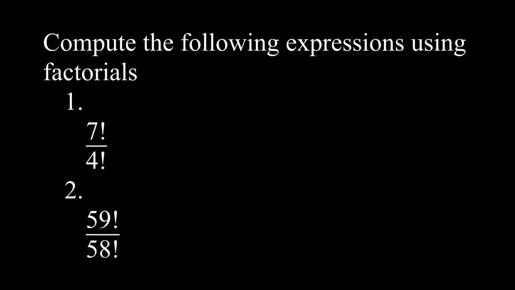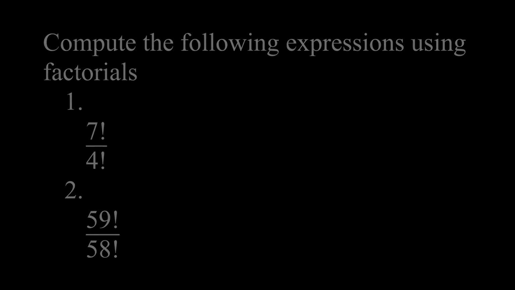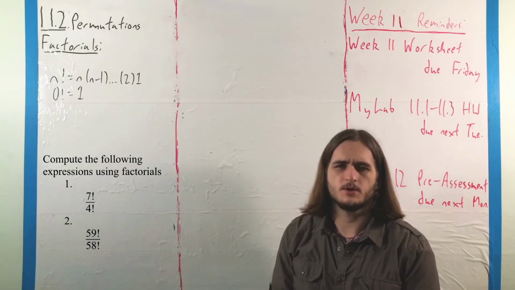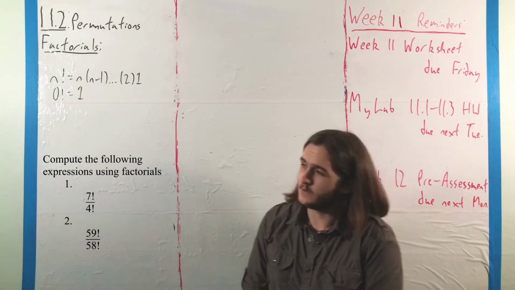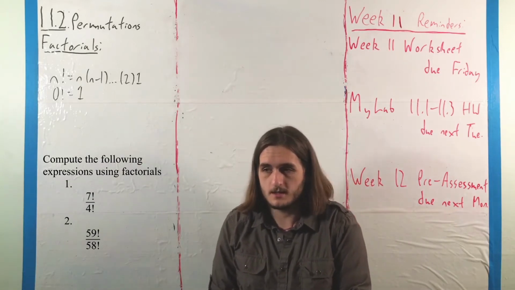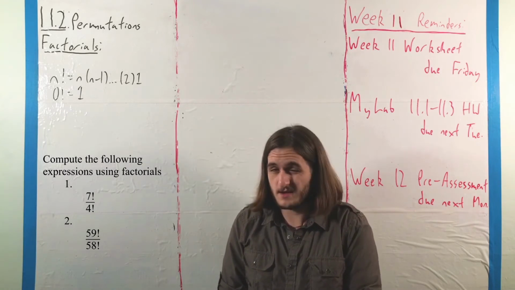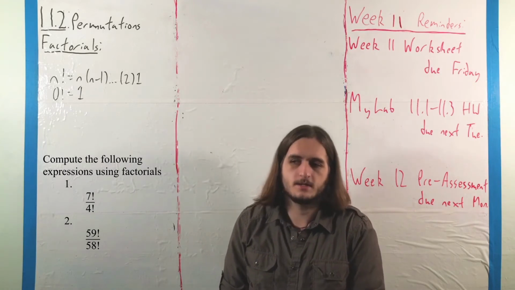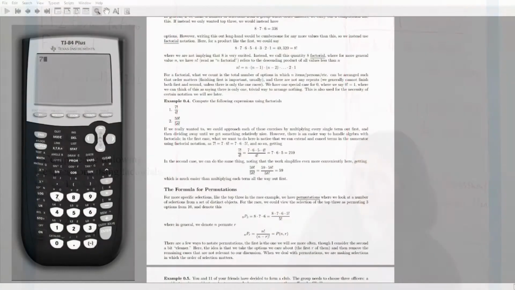Now we're going to look at a couple of examples for computing factorials where we want to simplify 7 factorial over 4 factorial and 59 factorial over 58 factorial. To work with these, we should understand that if we really want to, we can multiply these whole things out in terms of every single term, see what simplifies, or maybe just plug the whole thing into a calculator, because the calculator can do this stuff pretty well. But the point is it's a little bit clunky, not really the best way to go about it.